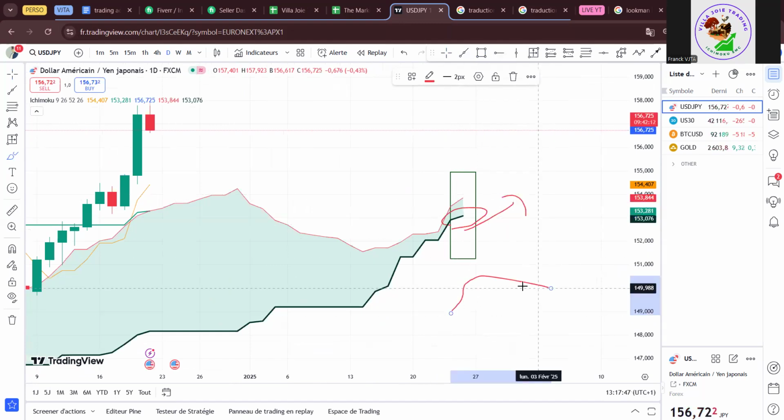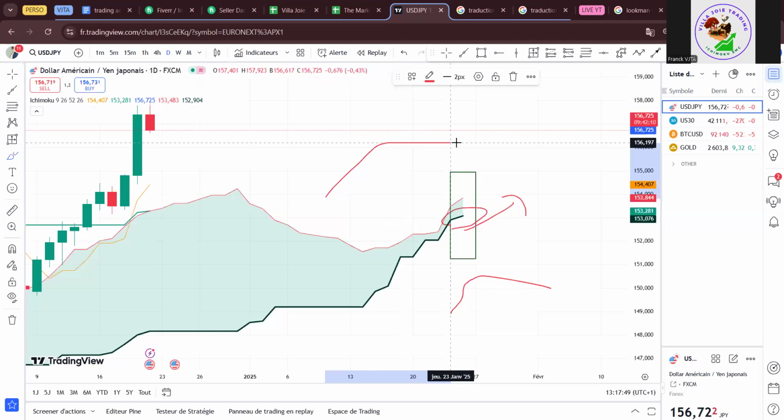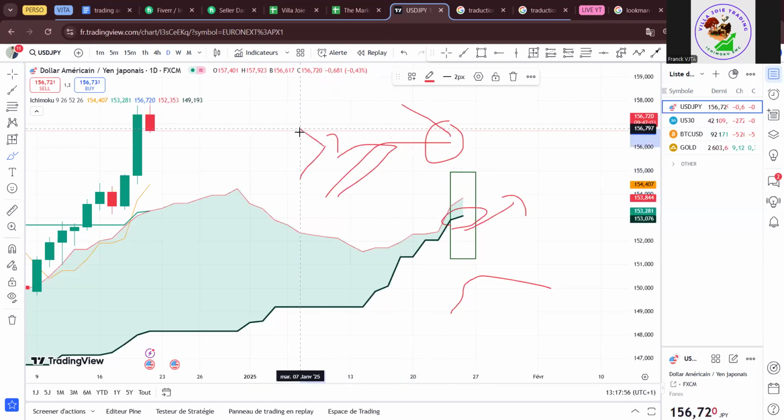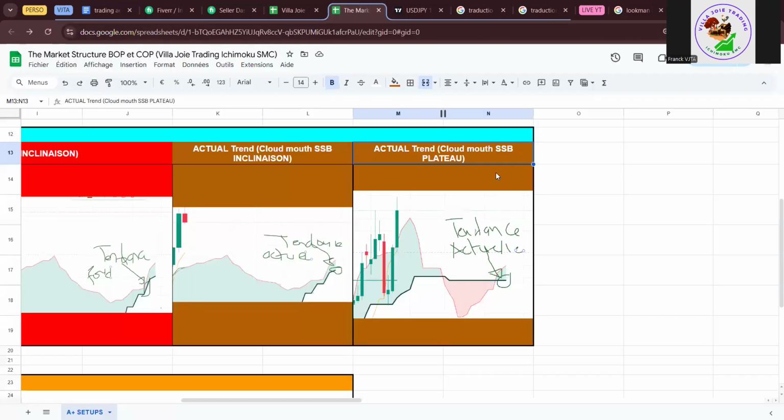So you also need to prepare that when the mouth of the cloud is a plateau like that, if the last inclination was going to the upside, the plateau means the direction is going to the downside. So that's all.